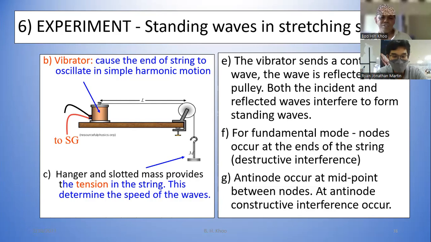So the lowest frequency, you can change the frequency of the vibrator. That's the reason why you connect it to the signal generator. So at the two ends there will be the node, and then the middle part will be the antinode.